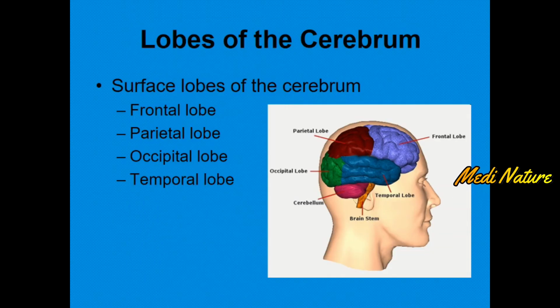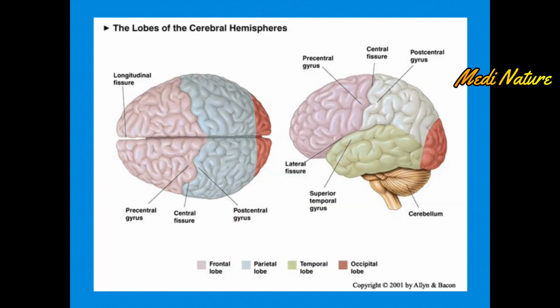So now we are going to learn about the lobes of the cerebrum. In the surface of the cerebrum, there are four main lobes: the frontal lobe, parietal lobe, occipital lobe, and the temporal lobe. So you can see them in different colors in the picture. Go through this image carefully and you can find the location of different lobes and also major gyri and fissures of the cerebral hemispheres.